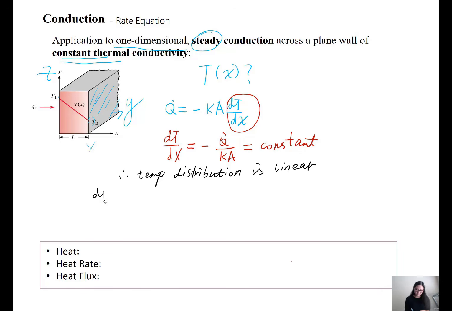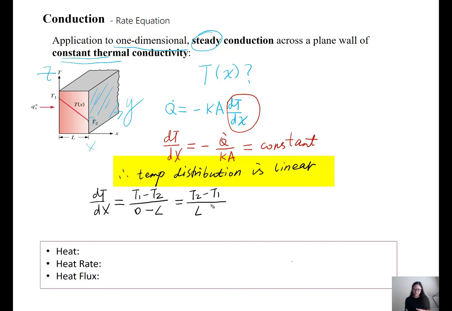Then dT/dx, since it's linear, we can just find any 2 points. Say T1 minus T2. Please note, if at T1 x is 0, then at T2 x is going to be L. Or of course, we can use T2 minus T1. At T2, x is L, at T1, x is 0. So when you write derivative, be careful with this. This has to be consistent. So T1 is at x is 0, T2 is at x is L.